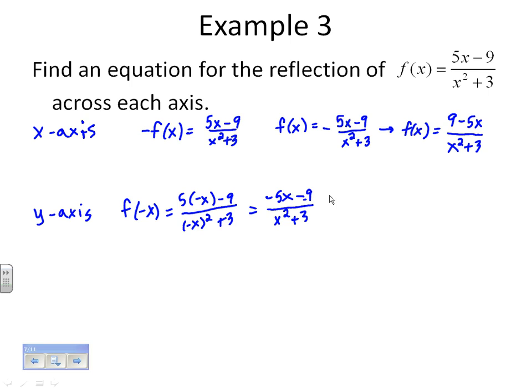Okay, so these are two different equations that we have. We have (9 minus 5x) over (x squared plus 3), and we have (negative 5x minus 9) over (x squared plus 3). That's not the same thing. Those are two different equations, and they will give us the two different reflections.